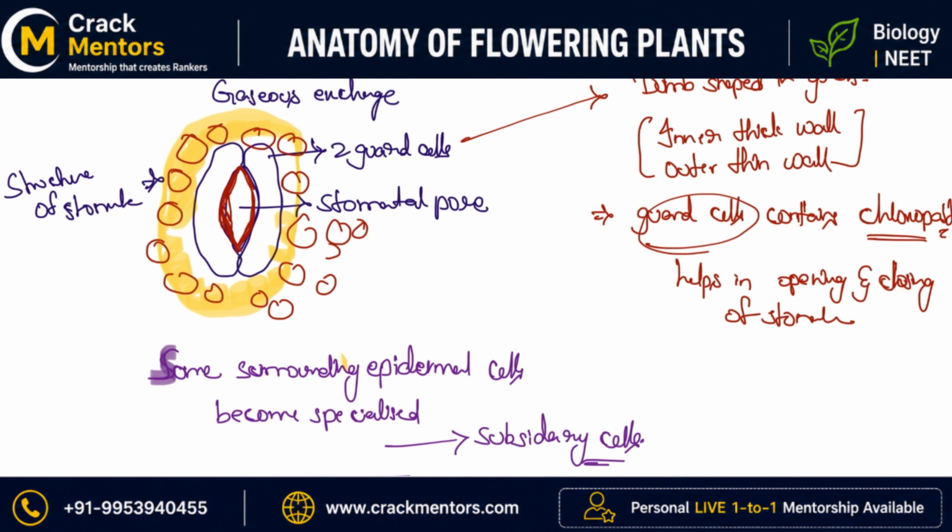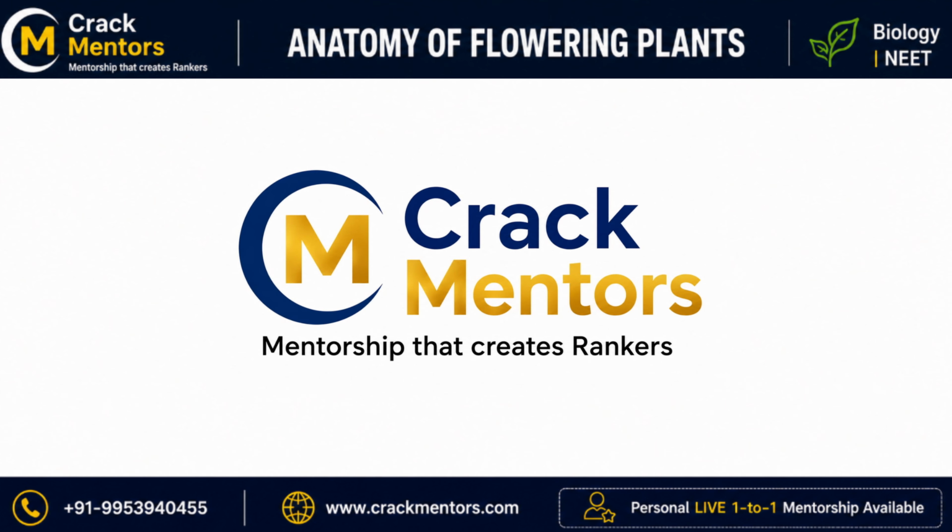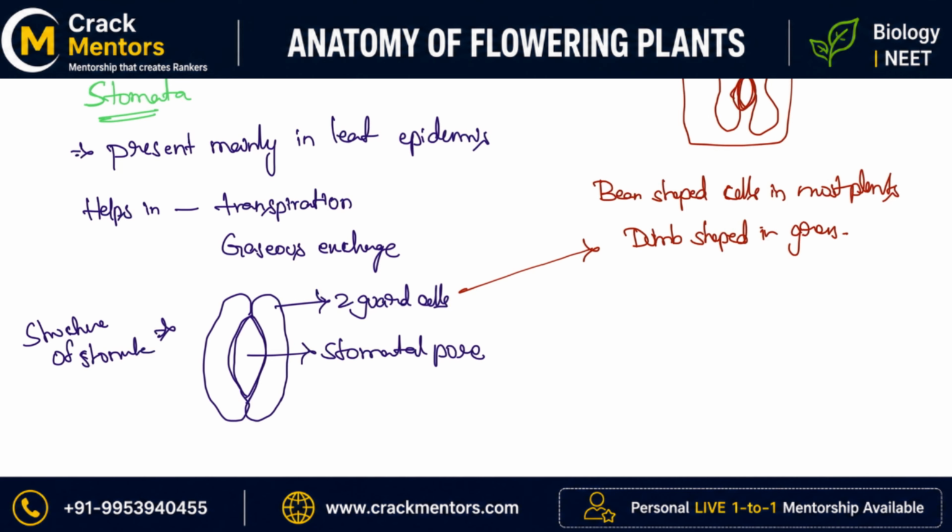In a stomatal apparatus we have a stomatal pore and guard cells. Coming to the wall thickness, we have an inner thick wall and the outer thin wall. See, the inner wall here would be thick. So in a guard cell we have an inner thick wall and the outer thin wall.